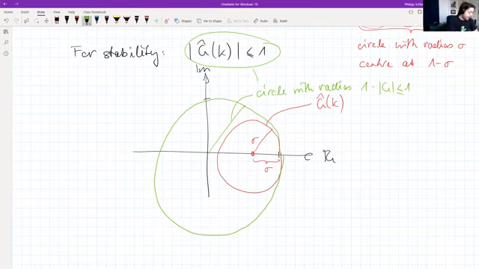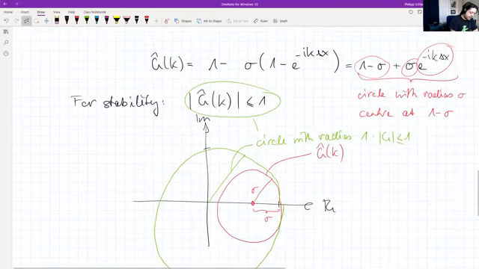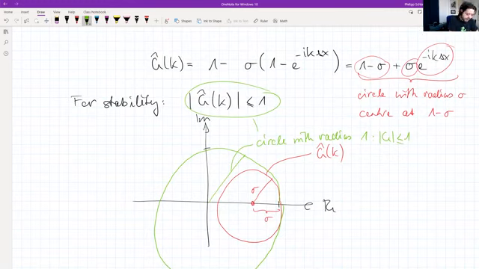And now, the condition for von Neumann stability means that whatever I get from my discretization, so whatever I get as my amplification factor, so the red bits, need to be fully enclosed by the limit that is given by the stability. So the red curve needs to be fully enclosed by the green curve. And if this is the case, I have a stable integration.